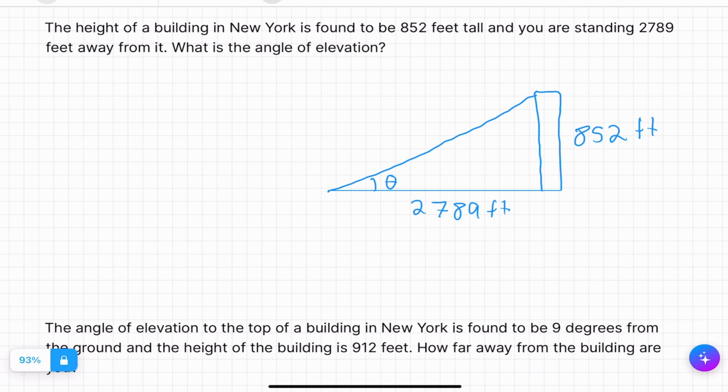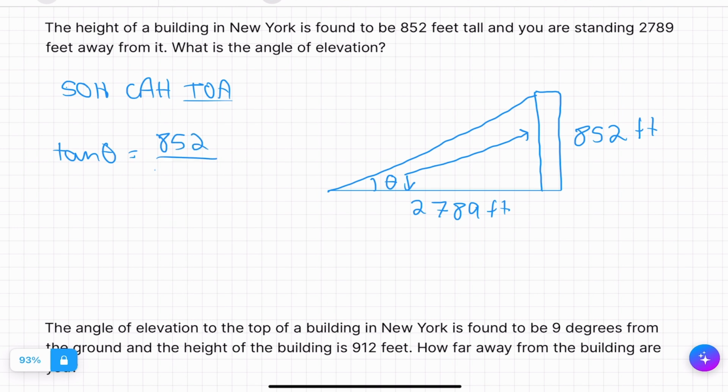How are we going to do that? Again, we're going to turn to SOHCAHTOA. And we're going to determine which of those is the best to use. And in this case, again, we have information opposite of theta and adjacent to theta. So we need to use tangent. Let's set up our problem. We have tangent of theta is equal to our opposite information over our adjacent information.